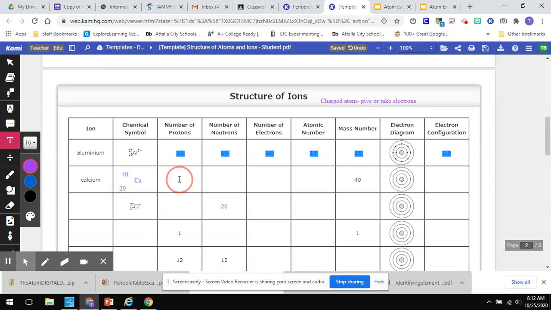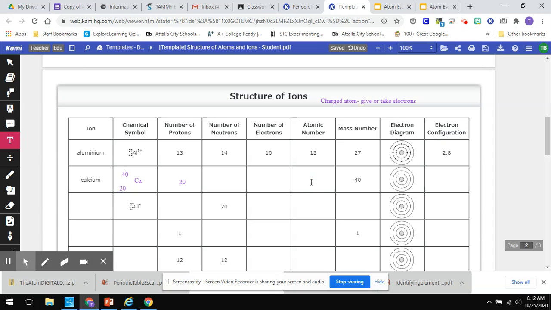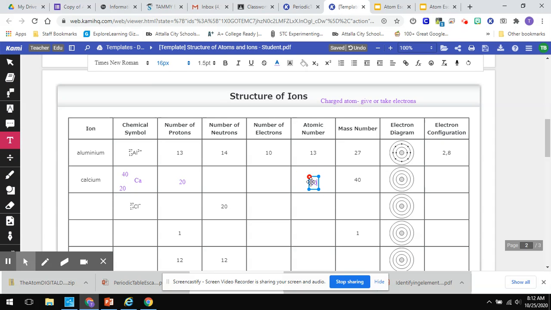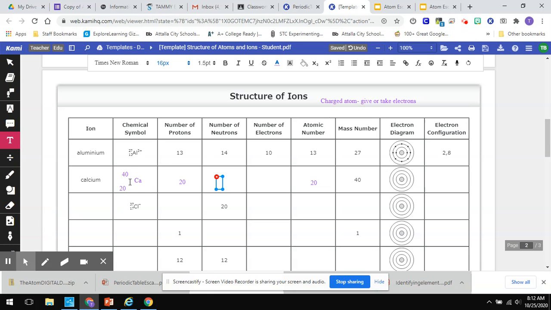So I'm going to go ahead and put my protons down. And I can go ahead and put that here as well. So I've got that taken care of. So we'll go ahead and do our neutron count. So we go 20, or 40 minus 20, and that would equal 20.